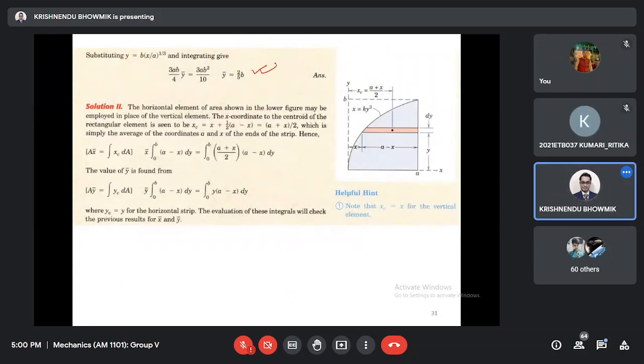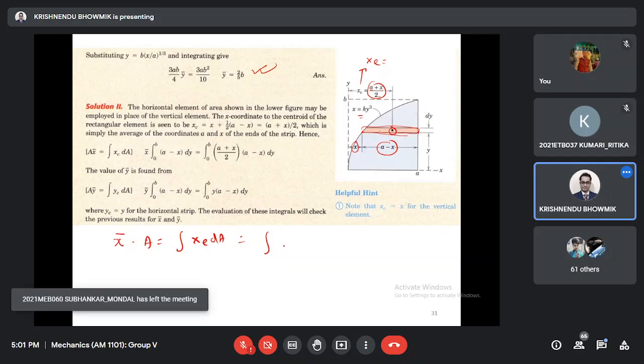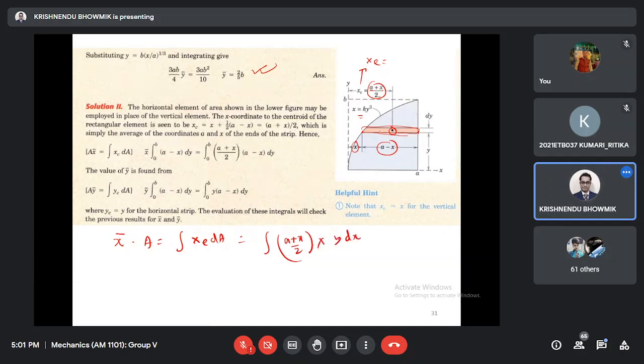Be careful. So you will get this. As I told, somebody can consider a horizontal strip also. What you have to be careful about in the horizontal one is that x_c will be a plus... here it is x, it is a, so it is a minus x, and this centroid x_c equal to a plus x by 2, and x equal to k y cubed. So for that one, you can write it this way: x bar multiplied by A equal to integral of x_c dA. What is x_c? That is a plus x by 2 multiplied by dA, I think y dx, correct? Now y, you can convert to y equal to, I think, x by k to the power 1/3. Integration limits are 0 to a.